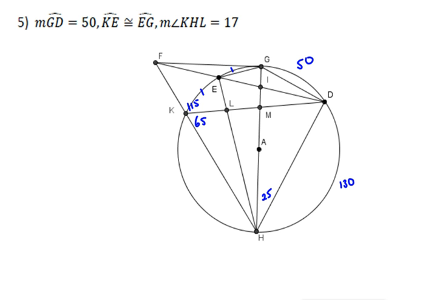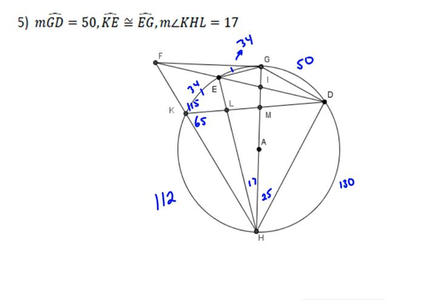And then KHL is 17, so we know this angle here is 17. If that angle is 17, that means EG is 34, which means this arc is 34. And if those two arcs are both 34, then we can do 180 minus 34 minus 34 to know that that arc is 112.